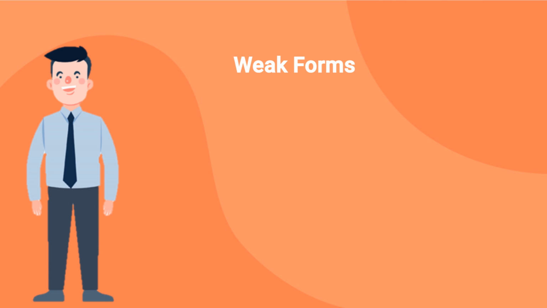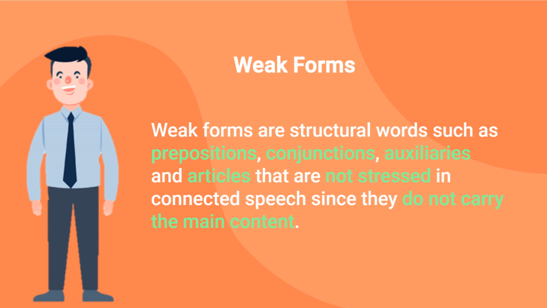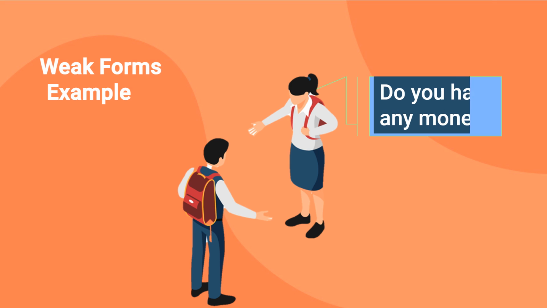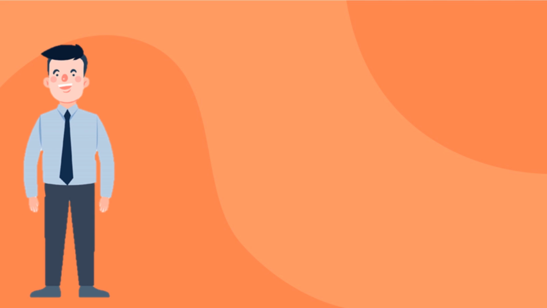Firstly, let's look at weak forms. Now, weak forms are structural words such as prepositions, conjunctions, auxiliaries, and articles that are not stressed in connection with speech, since they do not carry the main content. For example, in this sentence, do you have any money? We can say that the weak form in the sentence is the word any, because it doesn't really add to the sentence's meaning. That's simply what weak forms are.